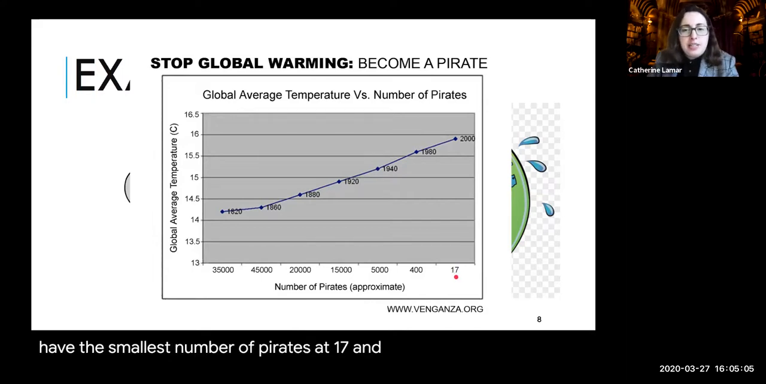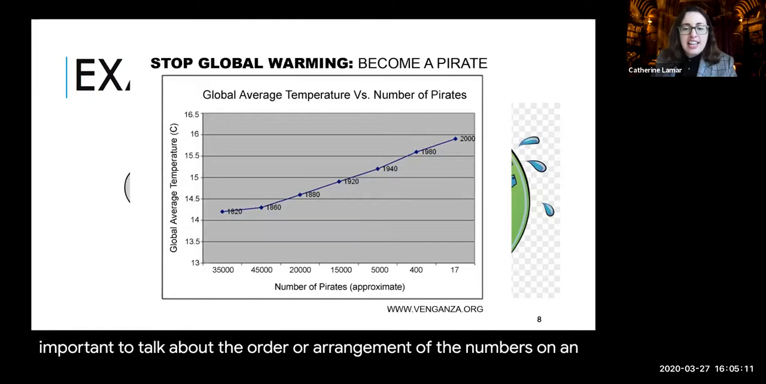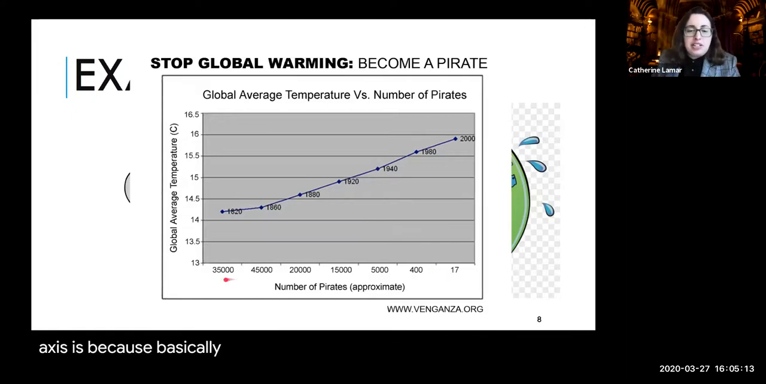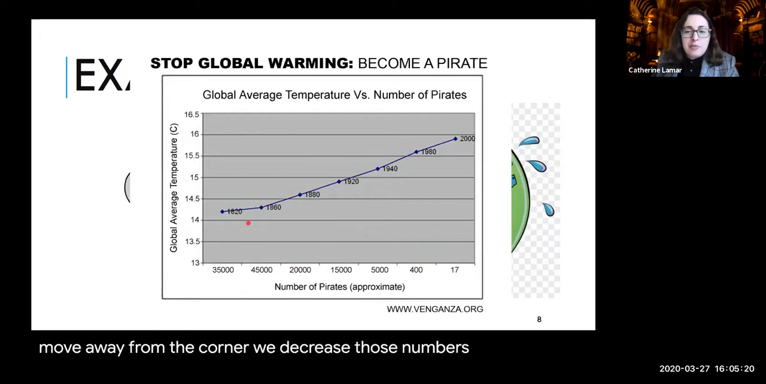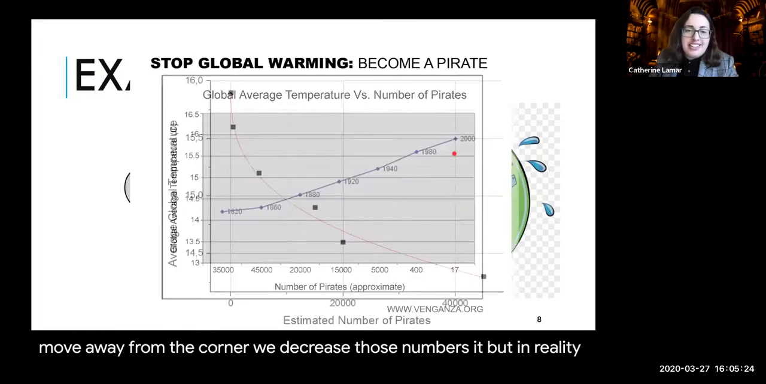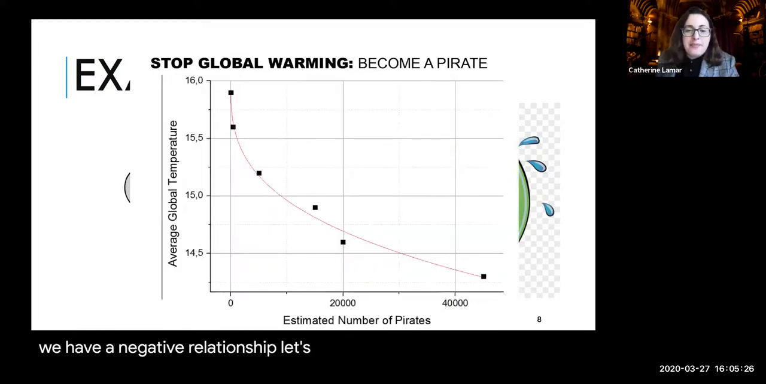And the reason why it's so important to talk about the order or arrangement of the numbers on an axis is because basically here, we start with a high number, and as we move away from the corner, we decrease those numbers. It looks like we have a positive relationship, but in reality, we have a negative relationship. Let's talk about why.